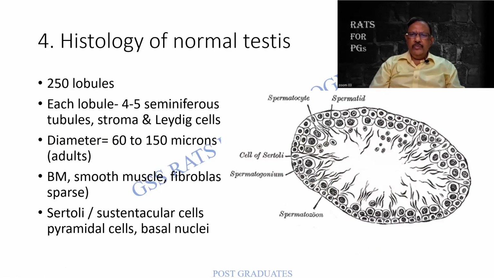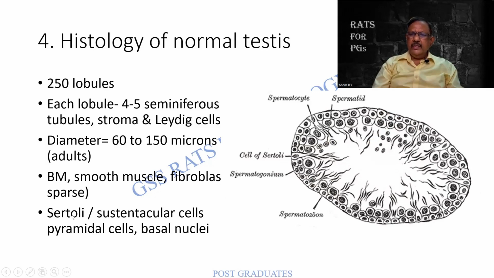Continuing with the histology of the testis, composed of 250 lobules, and each lobule has got 4 to 5 seminiferous tubules, the stroma and the Leydig cells. The diameter varies from 60 to 150 microns. In the case of adults, it is 150 microns. And externally, we have seen the basement membrane, smooth muscle, fibroblast. Fibroblast, when I say, they are sparse.